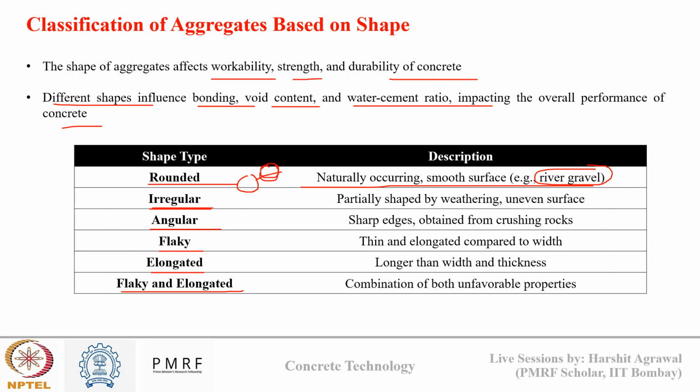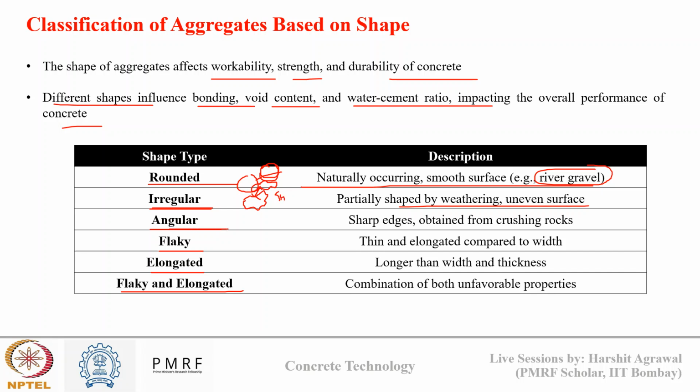Then there's irregular aggregates, which are weathered aggregate, which have uneven surface like this. Okay, so they are opposite to round aggregates. They have lower workability, but since they are irregular in shape, there can be good interlocking between aggregates, which can improve the strength of concrete.